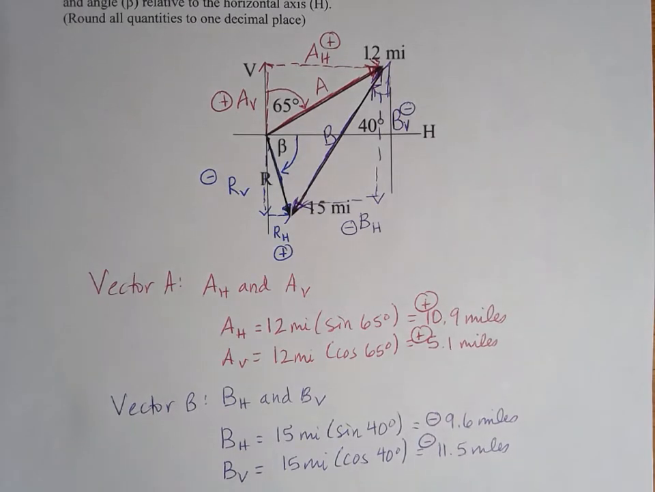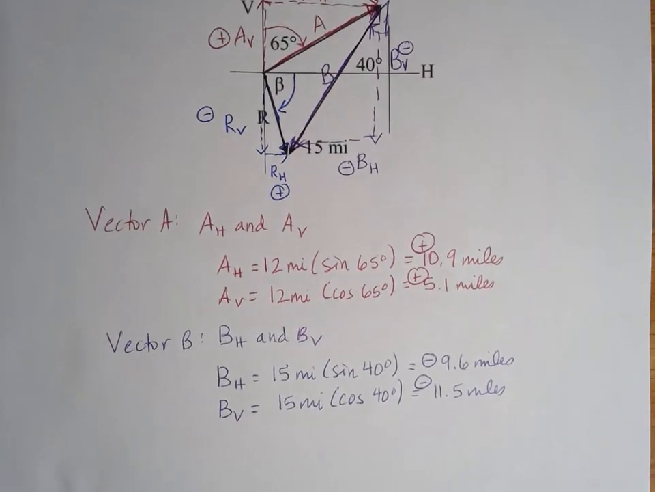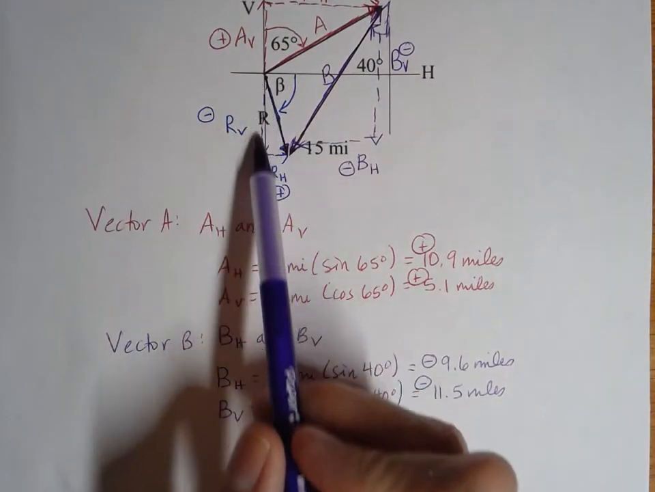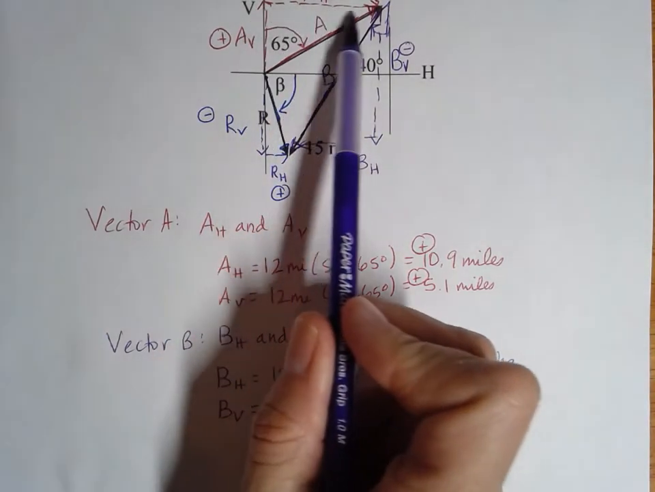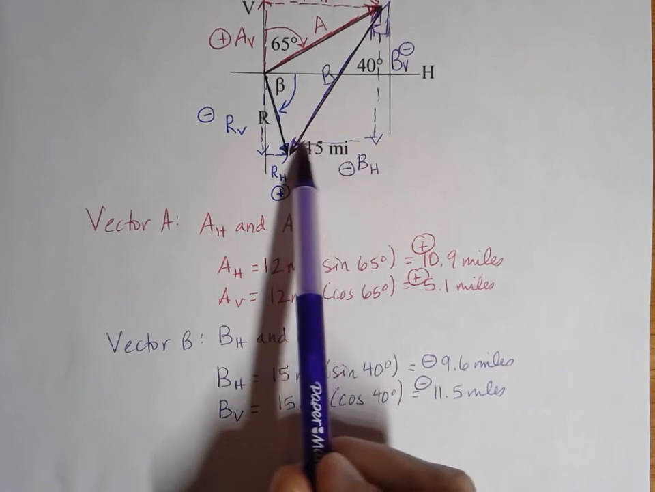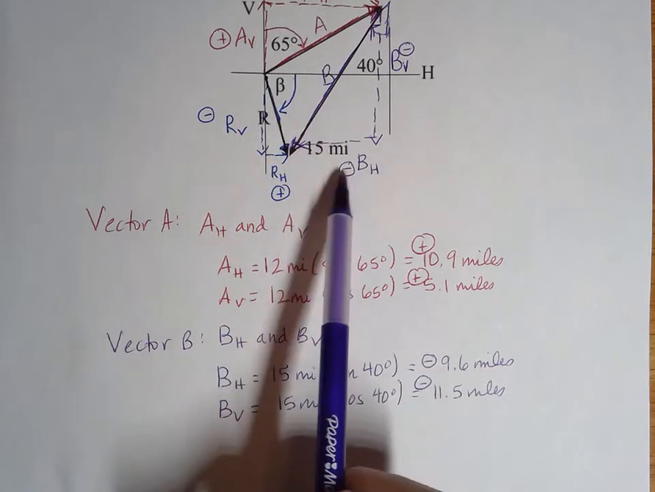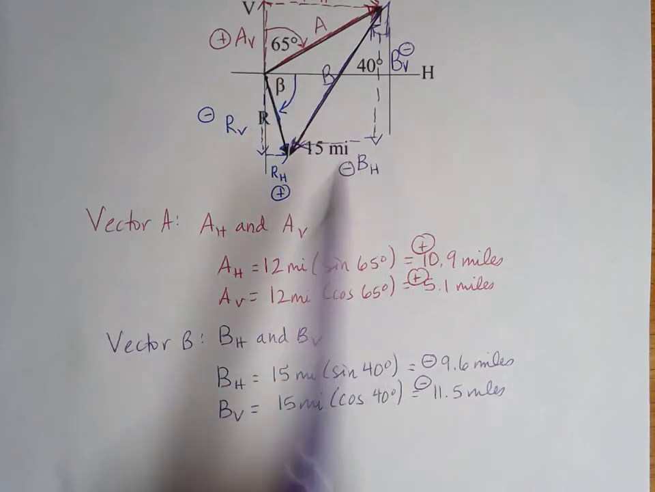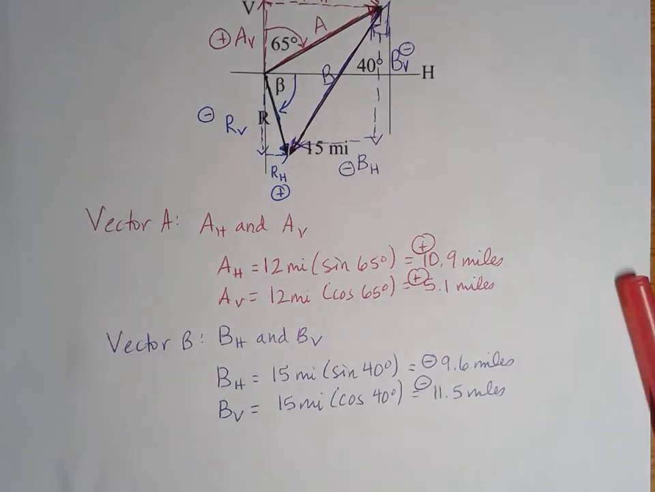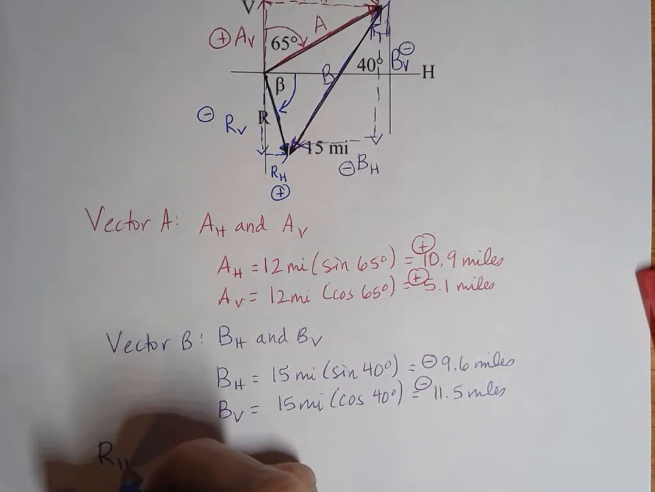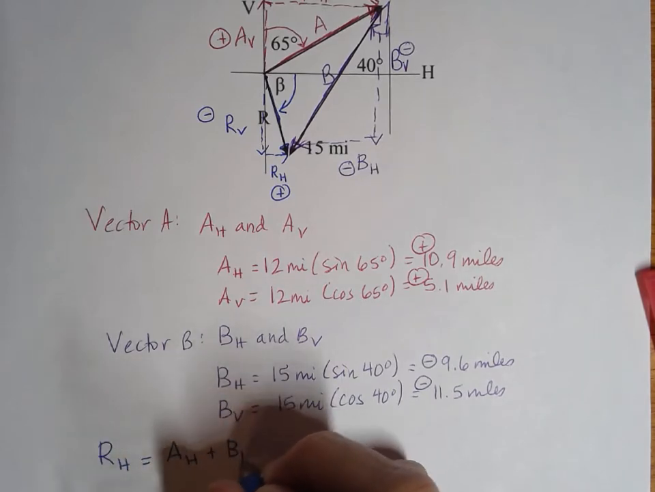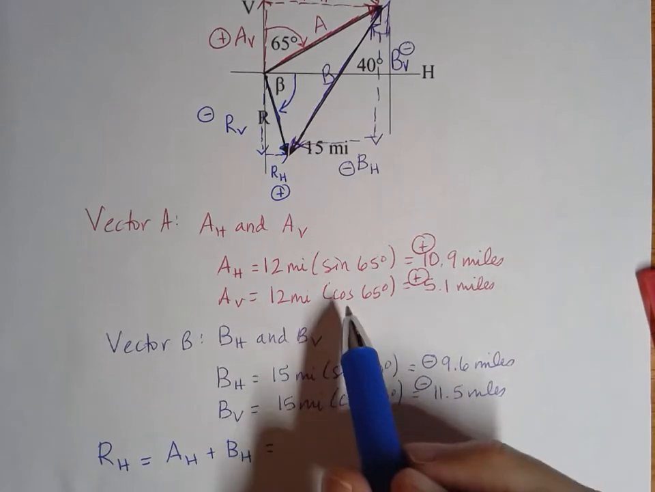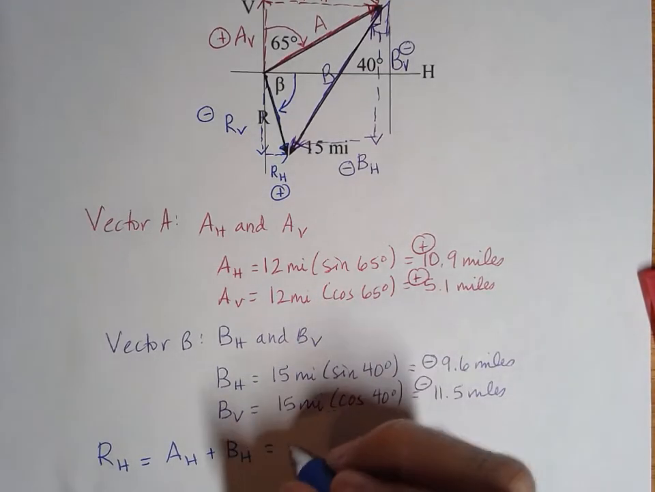All right, so we found those components for A and B. Now we want to sum them up so we can find this R sub V and R sub H. Because remember, R sub H is just this A sub H and this B sub H added together. It's just that because B sub H is going this direction, I'm really sort of subtracting it. Let's take a look at what that looks like. So R sub H is going to be, like I said, A sub H plus B sub H, which in this case is my 10.9 miles.